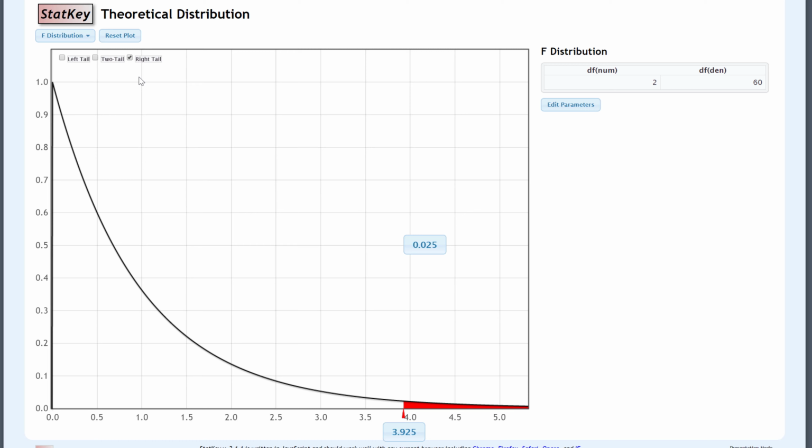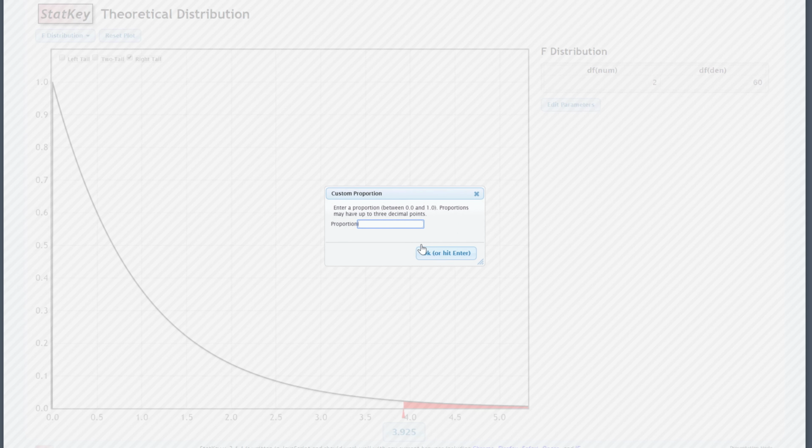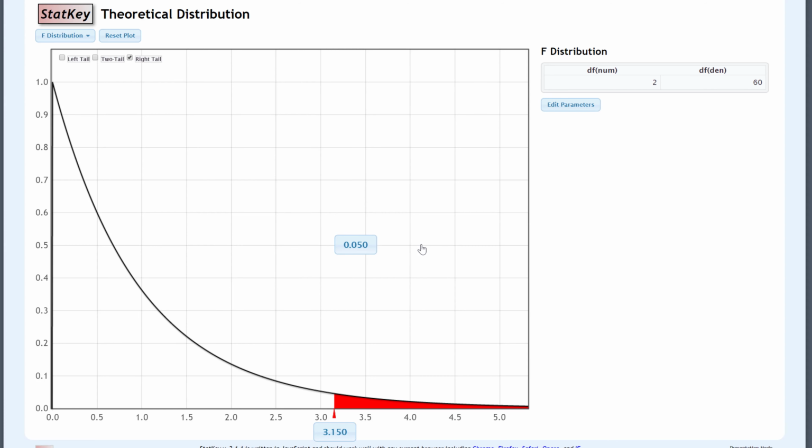The default in StatKey is to put 2.5% in each tail. This is essentially the critical value for a test with a 2.5% alpha level, which I don't think we ever really do. So you're always going to need to click this and change this to the alpha level, which in most cases is going to be 0.05 or a 5% alpha level.